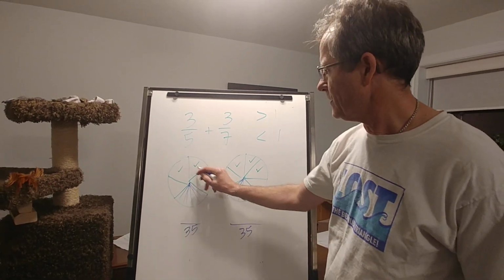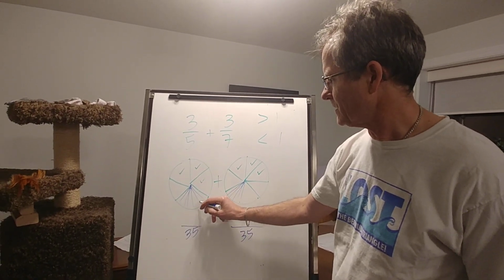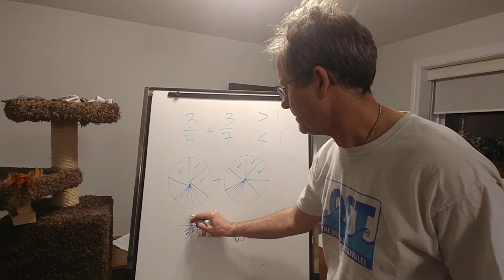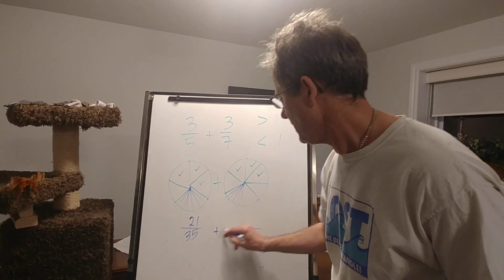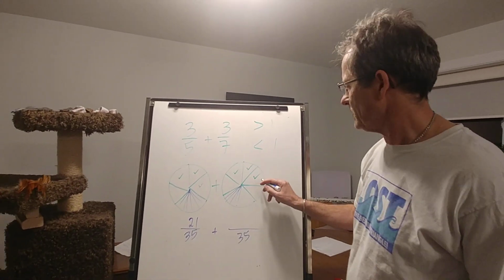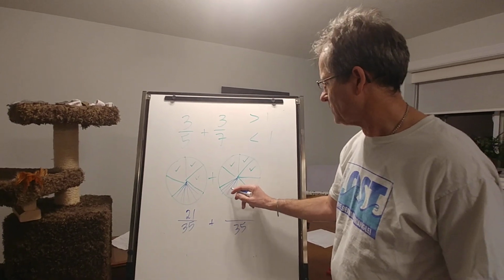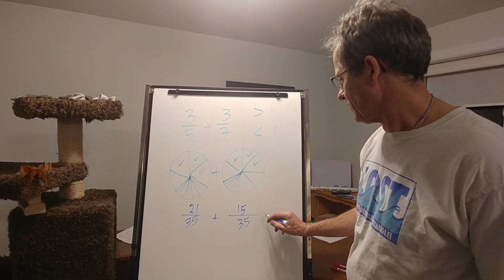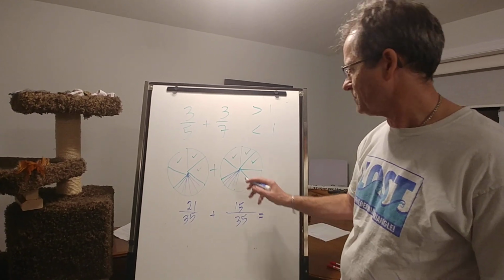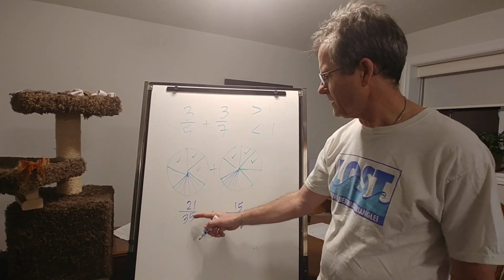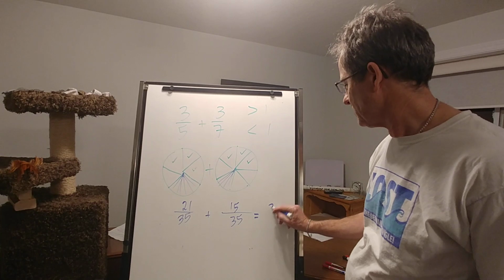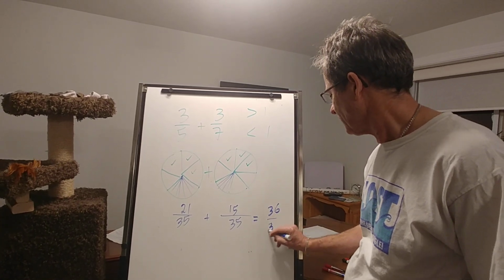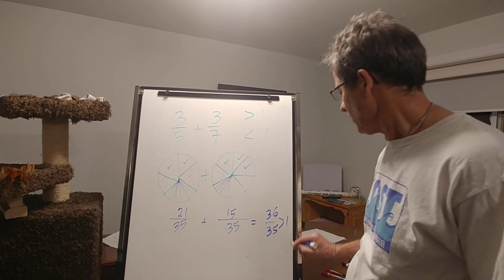So here I have 3 big pieces. They're each 7 small ones. That's 3 times 7, 21. And here I have 3 big ones. Each one is 5. So that's 3 times 5, 15 over 35. And now I can add them because we're talking about how many slices are the same size. That gives me 36/35, which is more than 1.